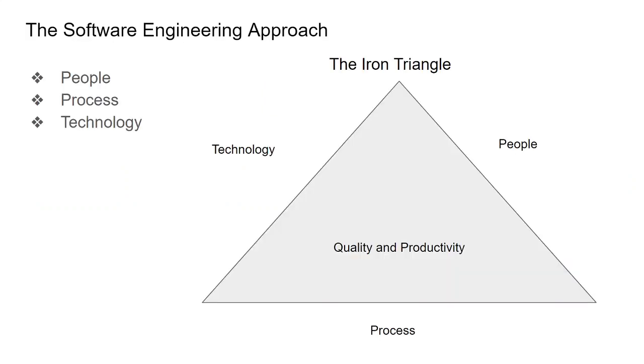Next is the software engineering approach. What is this software engineering approach, or who are the key stakeholders in this? That is people, process, and technology. These are the 3 things that are very important in the software engineering approach. So we call it an iron triangle. That is, quality and productivity depend on the technology, people, and the process. So these are 3 things that actually affect the quality and productivity of a system.